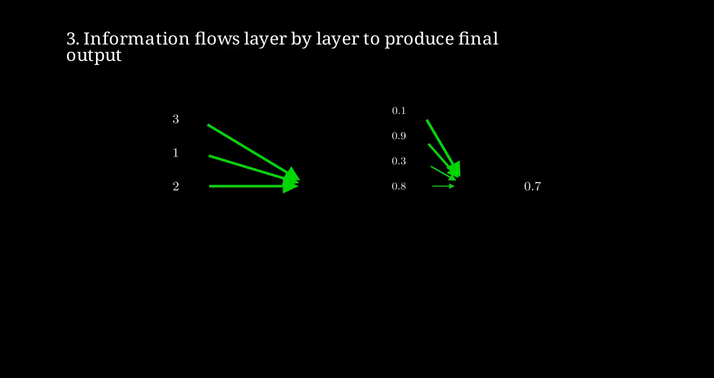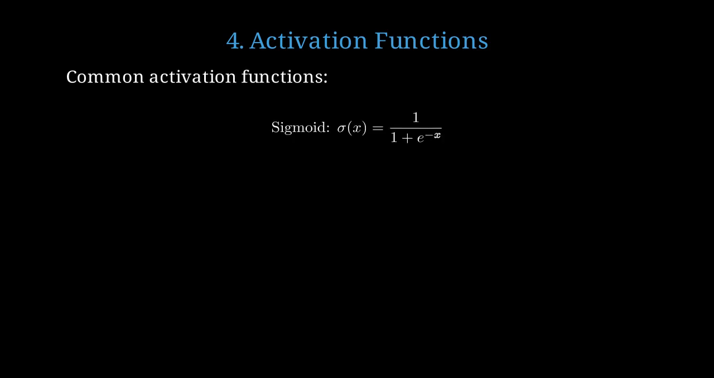an output of 0.7. Activation functions are crucial components that introduce nonlinearity. Let's look at some common activation functions used in artificial intelligence. The sigmoid function squashes values between 0 and 1, making it useful for binary classification. ReLU, or rectified linear unit, is simple but effective. It outputs the input if positive, otherwise 0.